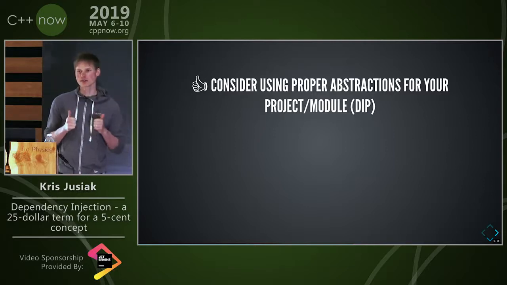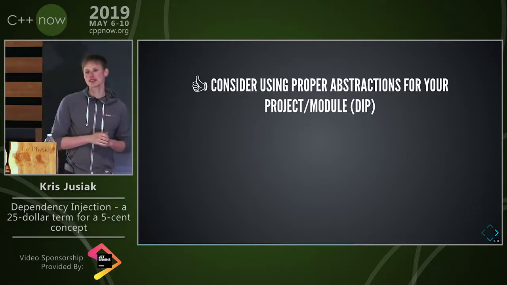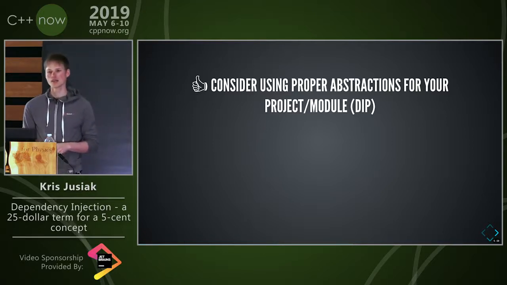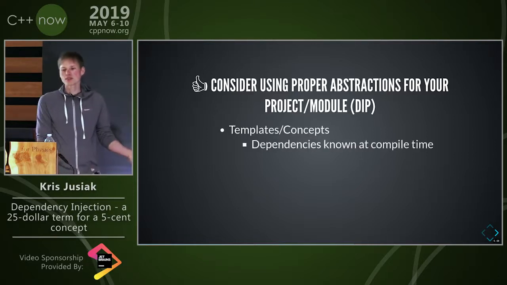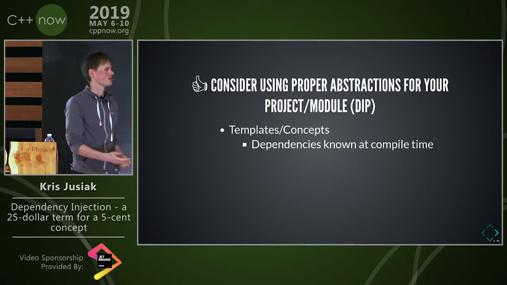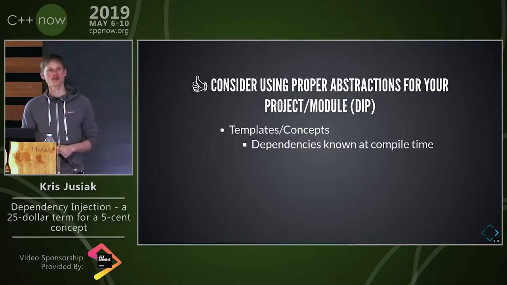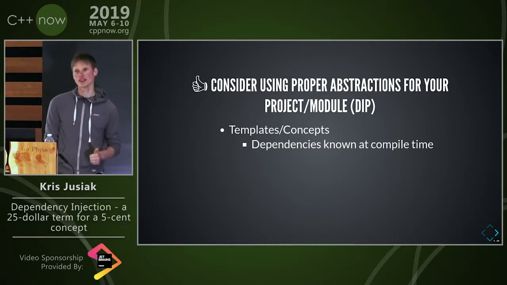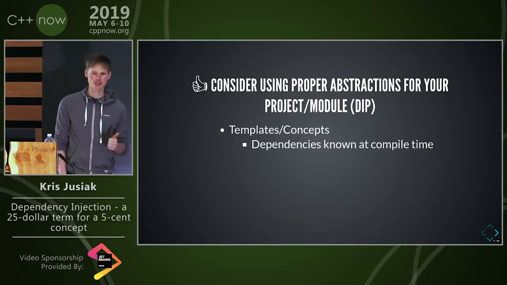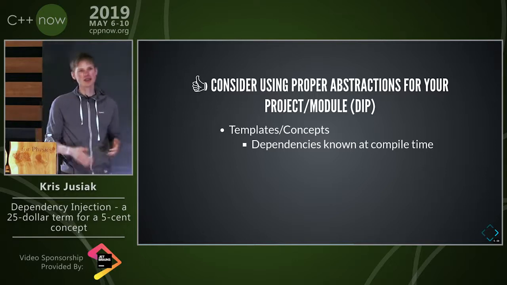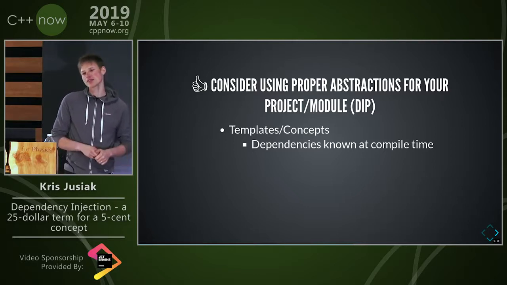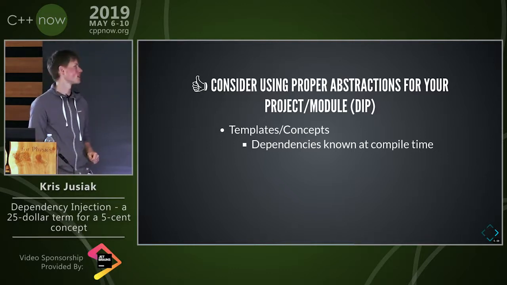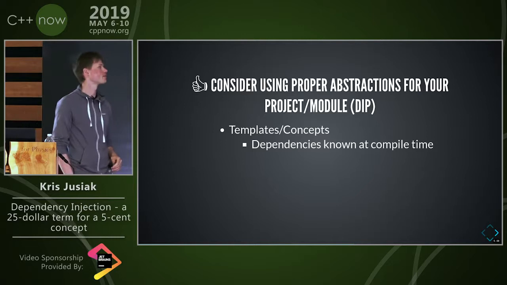So as a good practice, I would say considering proper abstractions for your project is a good thing. For example, templates, concepts: if you know the dependency at compile time, just go for it. It's C++, that's what we care about, right? No overhead. Zero overhead abstractions are always good, and it's a benefit from the performance perspective. It might not be a benefit from compile time perspective or reading perspective, but it's also C++. You deal with it as you can.